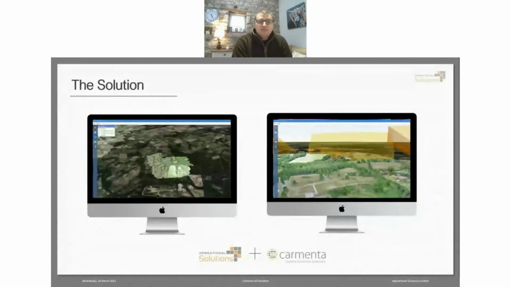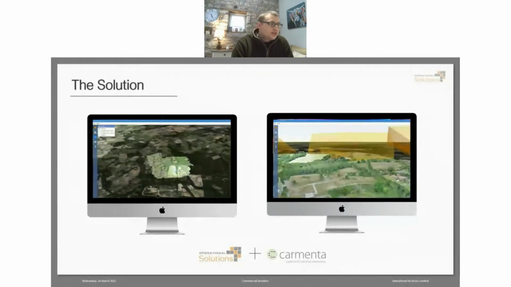So this is where the relationship between Operational Solutions and Carmenta came to light. What we wanted to do was bring innovative technology into the counter-drone market that wasn't focused around detection, classification, identification and tracking. We wanted to do it pre all that, at the planning stages. So we used Carmenta's extensive background in geospatial tools, and our own knowledge and background in Counter-UAS, to create a joint product called the Citing Tool.